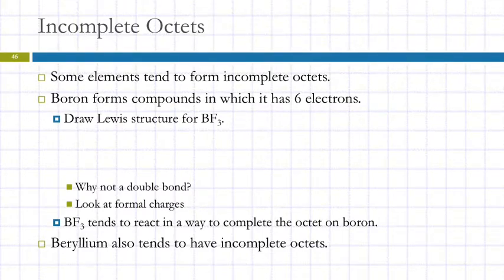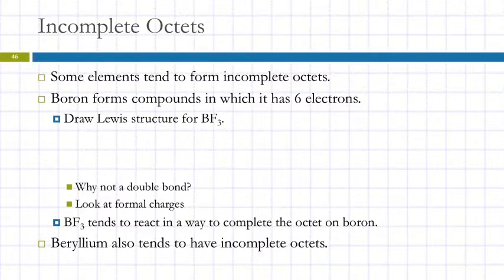Another exception is an incomplete octet, meaning fewer than 8 electrons. Some elements tend to form incomplete octets. The one we've seen already, which has its own rule, the duet rule, is hydrogen. But some of the other smaller elements will also have less than 8 electrons. Boron and beryllium are small elements that tend to do this. So boron forms compounds in which it has only 6 electrons.